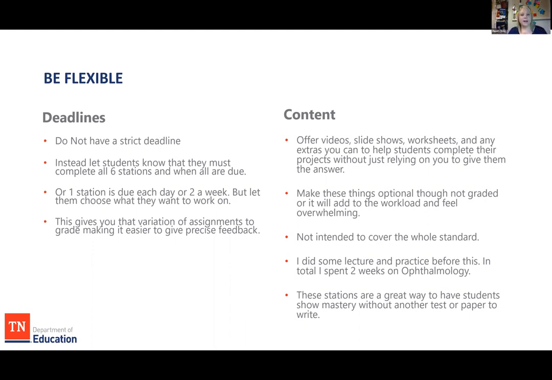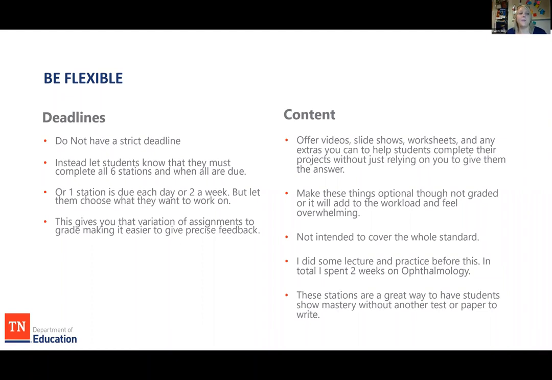Maybe depending on how you're doing this, you have 1 station due each week, or 2 stations due a week. Give them those types of options and let them choose what stations they want to work on. It also allows there to be more variation of those assignments so that you're not grading 20 of the same thing. You're not grading 20 brochures. 3 or 4 students turned in brochures, you're grading those. 3 or 4 students turned in anatomy, you're grading that.